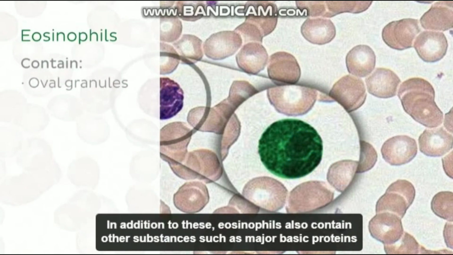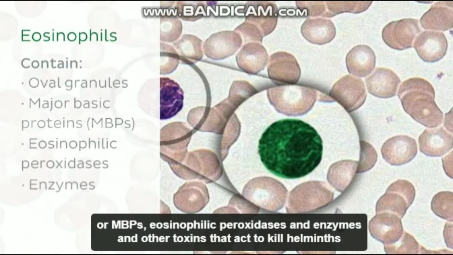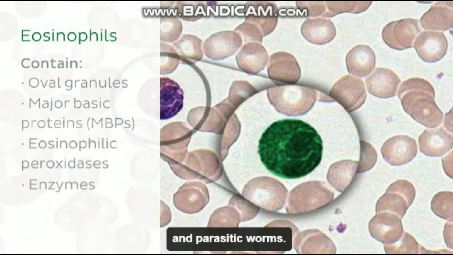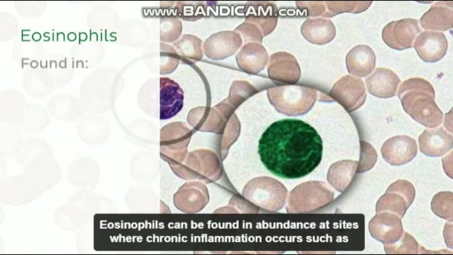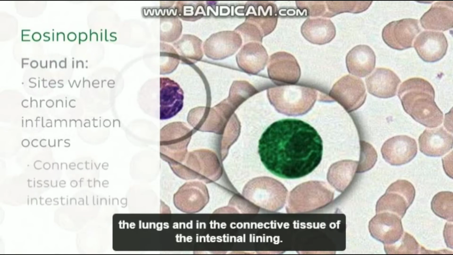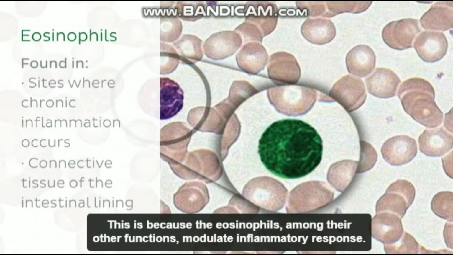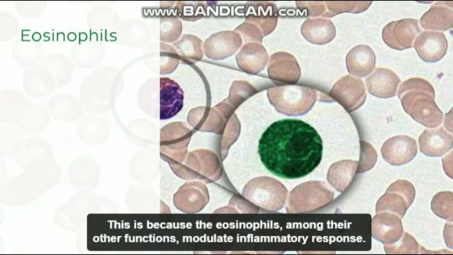In addition to these, eosinophils also contain other substances such as major basic proteins, or MBPs, eosinophilic peroxidases, enzymes, and other toxins that act to kill helminths and parasitic worms. Eosinophils can be found in abundance at sites where chronic inflammation occurs, such as the lungs and in the connective tissue of the intestinal lining.